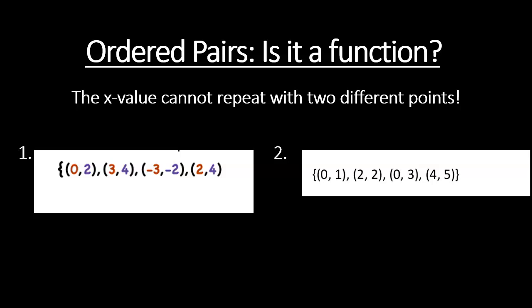Let's first do some review with ordered pairs. Is it a function? You don't need to copy this down. You can just answer this to yourself, or if you have a dry erase board and want to answer it on there, that's fine too. When we're looking at ordered pairs, you just need to determine that each x value has only one y value. Go ahead and take a moment to look over 1 and 2, and then we'll go over the answers.